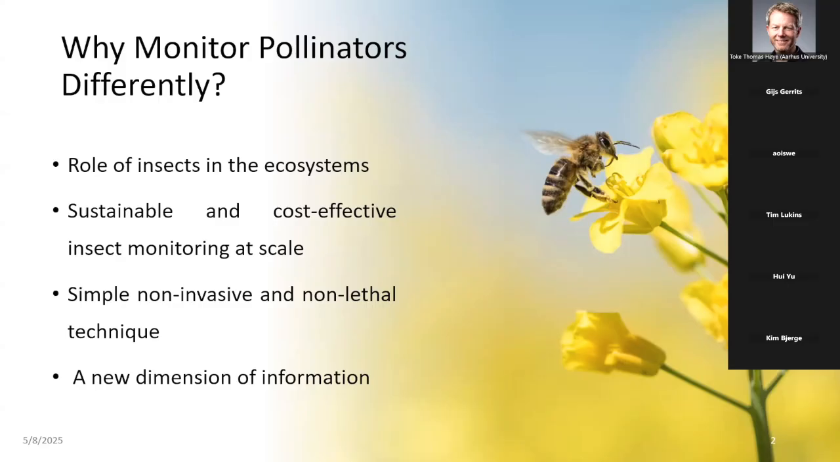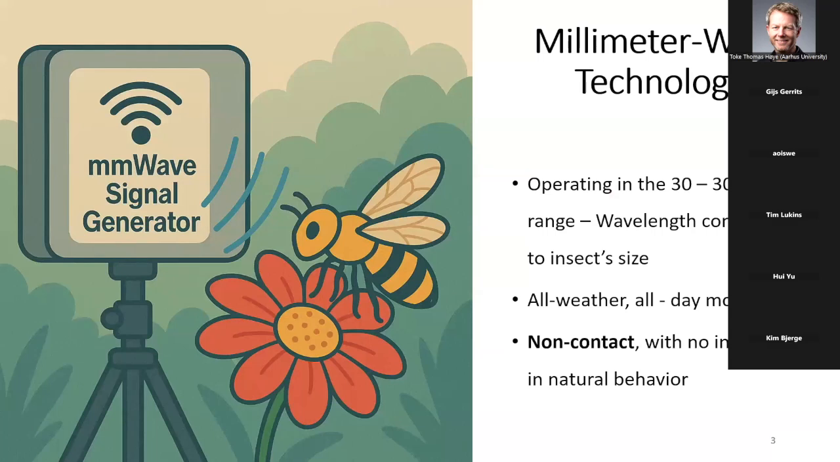So there lies this millimeter wave signal technology. Millimeter wave signals come in the range of 30 gigahertz to 300 gigahertz. This wavelength is more comparable to many insect sizes, so it's more sensitive to their motion and behavior. And it could be used in all weather, day and night, and it's non-contact.